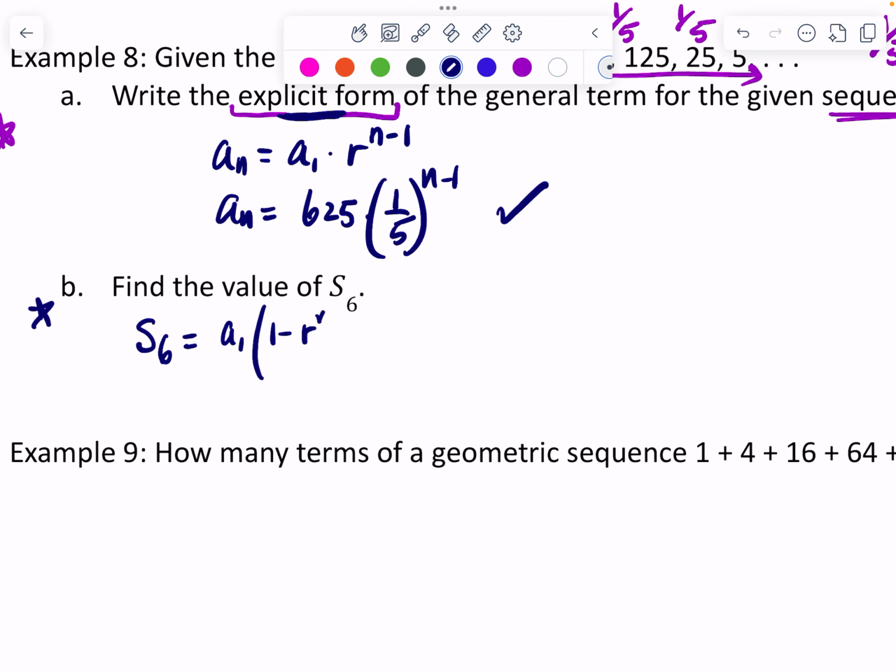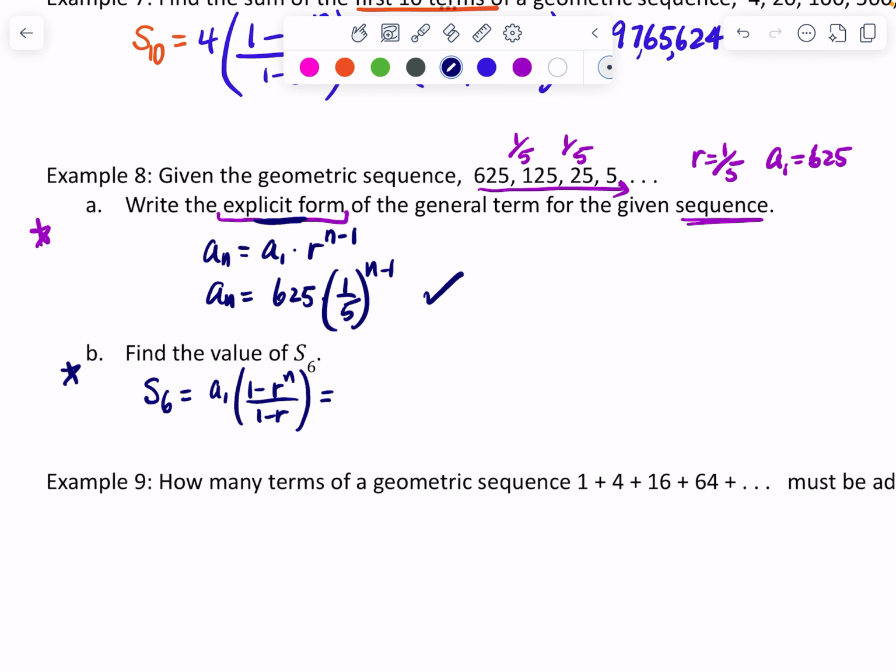a1 times (1 minus r^n) over (1 minus r). Do we know the first term? 625. Then 1 minus (1/5)^6 over 1 minus 1/5. This can be plugged straight into the calculator. If you want to break it up, I'll break it up a little bit.